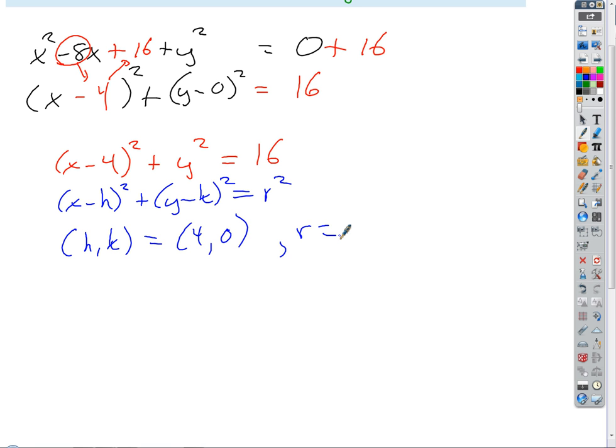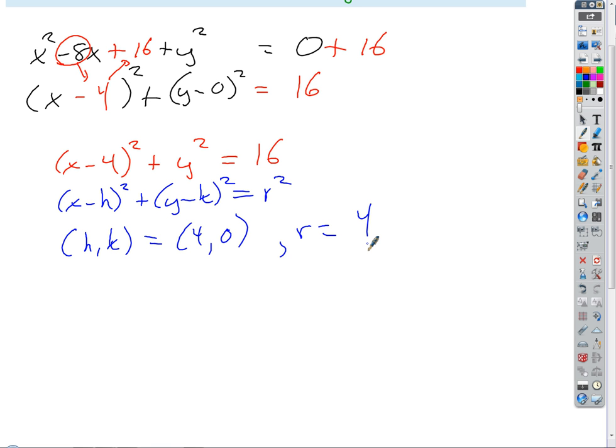What's our radius? If r squared equals 16, what's our radius? What do you think? Like, what's the radius going to be? If r squared is 16, then what's r? 4. Yeah, square root of 16. Okay. Get the idea?